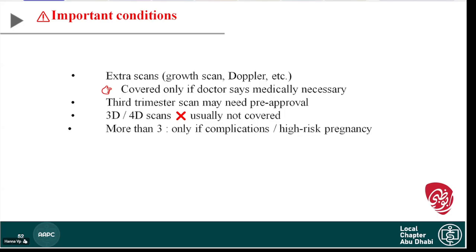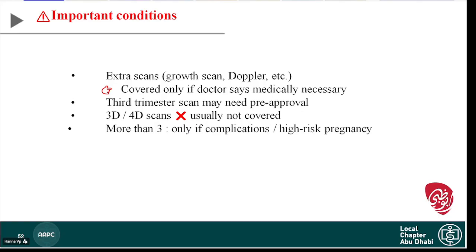So for these kinds of extra scans after the 3, like a growth scan or Doppler, the doctor's documentation is needed. The doctor has to state that there is a necessity for taking this extra scan. Then only will it be covered under the insurance. And I can see there's another point given here, guys: third trimester scans may need pre-approval. Usually most services may need pre-approval, but for the third trimester ultrasound, we should always take pre-approval from the insurance.